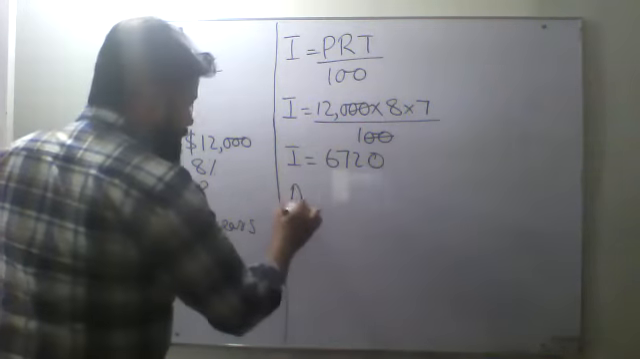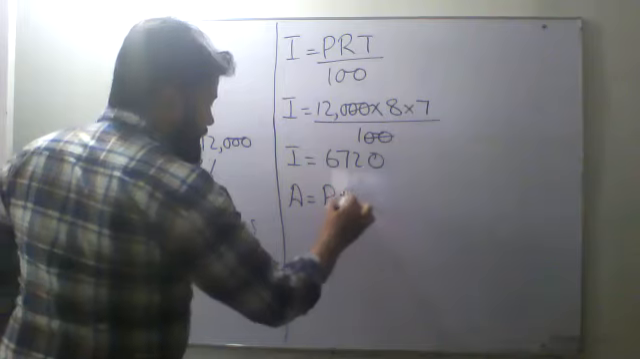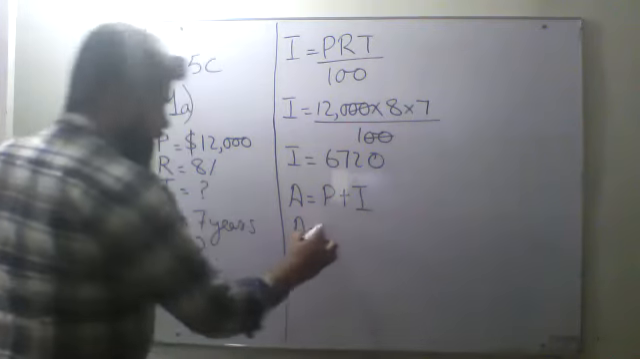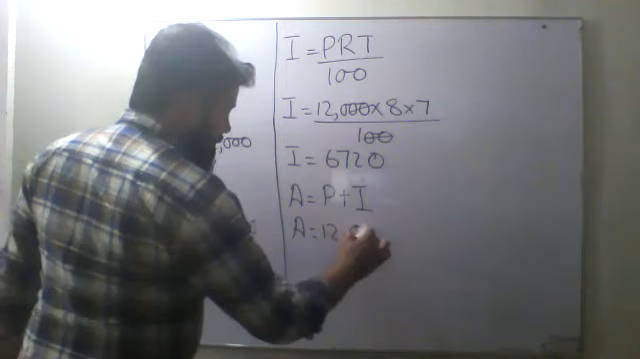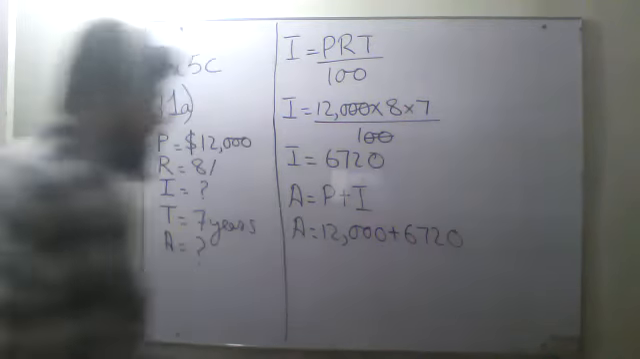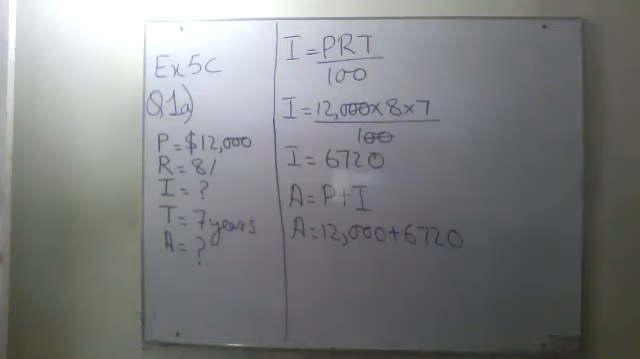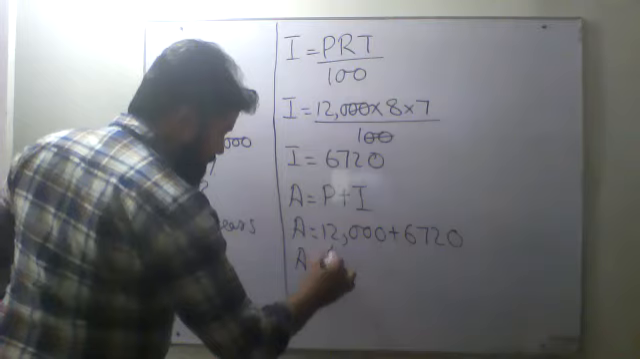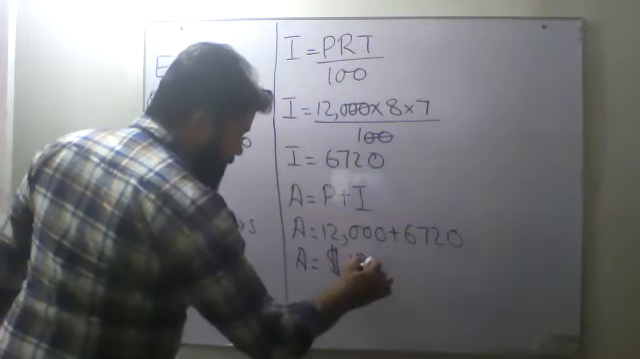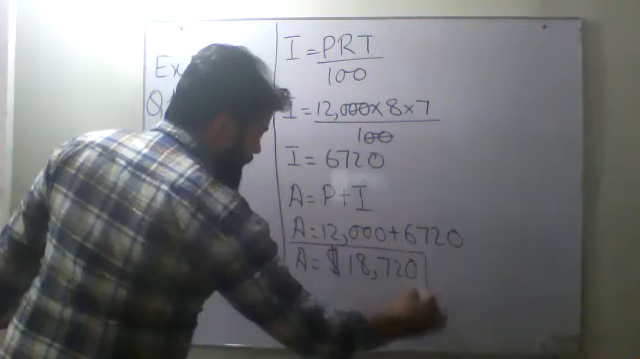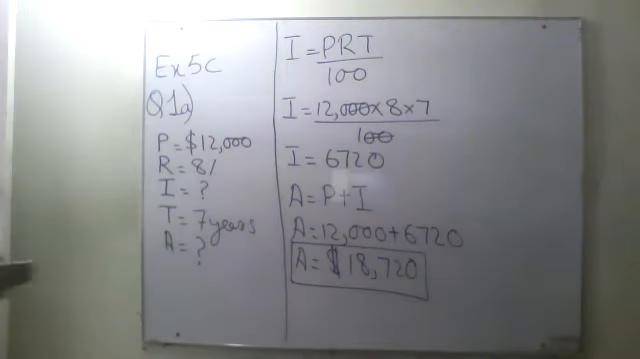Okay, and then they are saying that I have to find amount, I have to find A. So A equals to P plus I, right? A equals to, what is P coming? 12,000. What is I am getting? 6720. So when I will finalize it, my final answer of amount is coming $18,720. That is going to be your final answer.